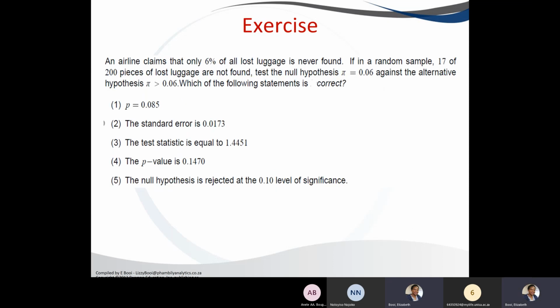For example, like this, how will I know which hypothesis testing this is? By looking at the things that they give you in the statement. If you look at the statement, they didn't give you anything relating to the mean or standard deviation. So already you can see that they talk about proportion. So it means this is the hypothesis testing for the proportion.